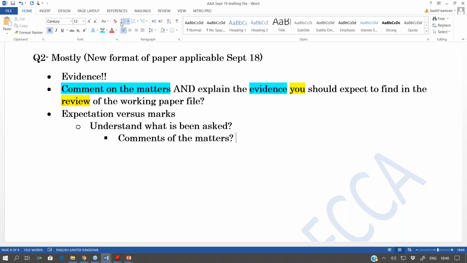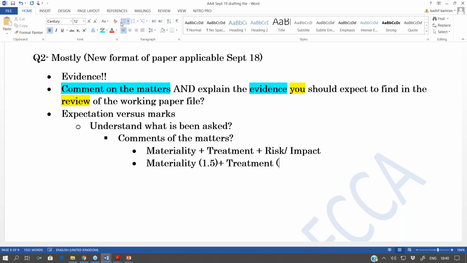When the examiner says comment on the matters, you're commenting on the materiality, the treatment, the risk, as well as the impact. But the marking scheme is different. For the materiality comment, you will take 1.5 marks. For the treatment comment, you will take another 1.5 marks. And for the risk and the impact together, you will take 1.5 marks. So in total, you're taking 4.5 marks.